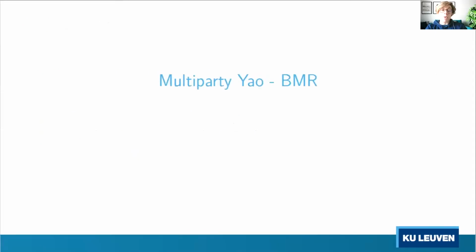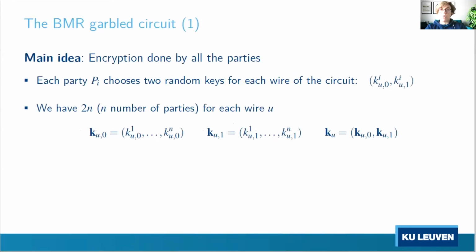Okay, so we are going to see how we solve these issues in the next slides. As I said, the main idea is that the encryption is done by all the parties. More concretely, in BMR, each party, or a trusted dealer at the moment, chooses 2 random keys for each wire in the circuit and for each party P_i. So exactly as we have seen for the 2-party case, but this time this is done for each party. And at the end, instead of 2 keys for each wire, we will have 2N keys for each wire, because each party will have 2 keys and we assume N parties.